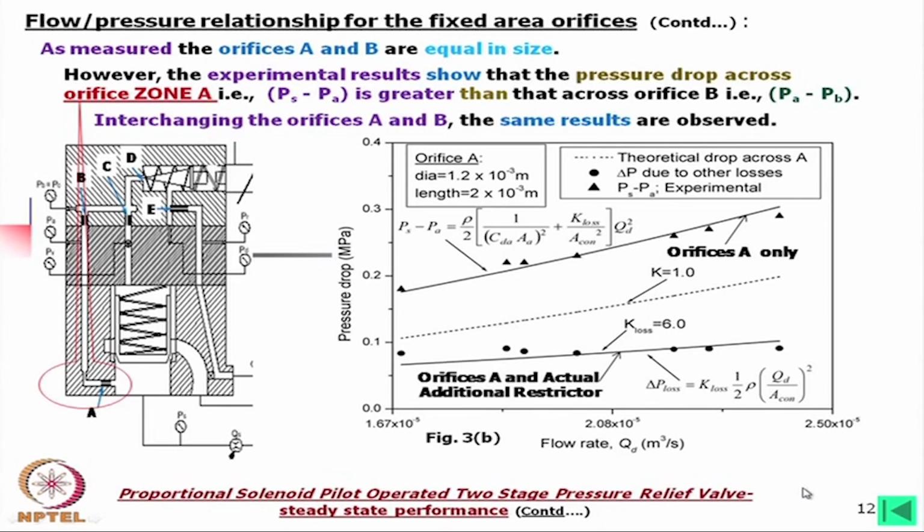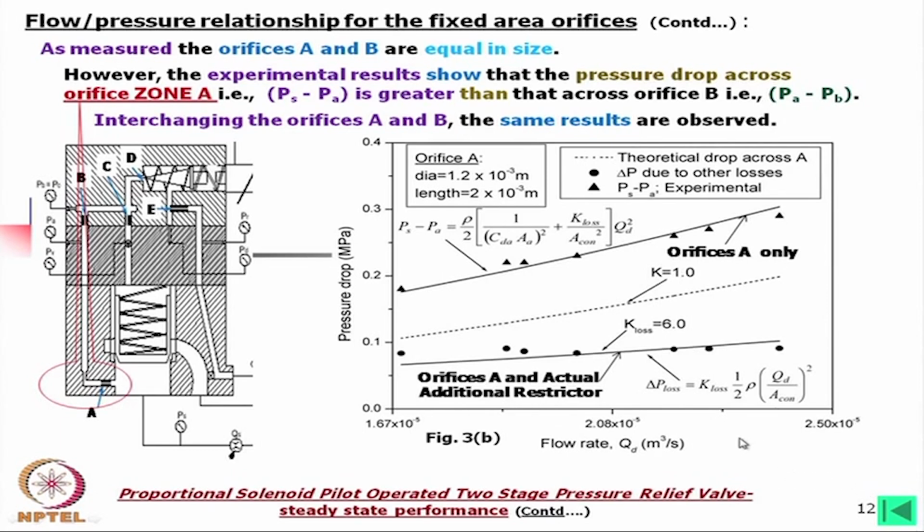So, interchanging the orifice A and B, what we did to confirm that this zone, the losses will be more or less same, and as we have measured these two orifices are same, what we did, we replaced this orifice, but again conducted the experiment, and we found that the results are same.